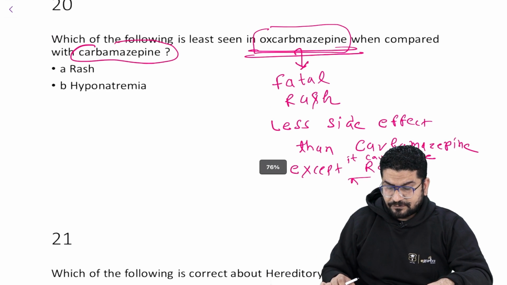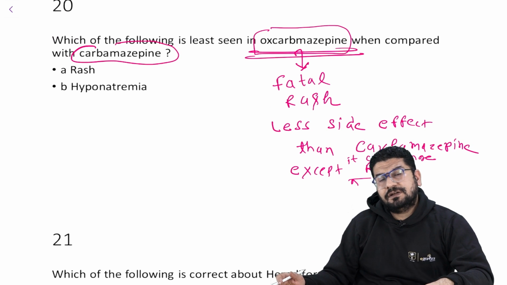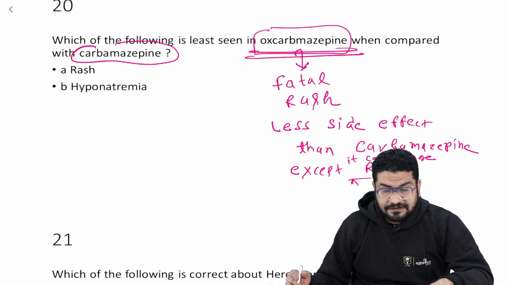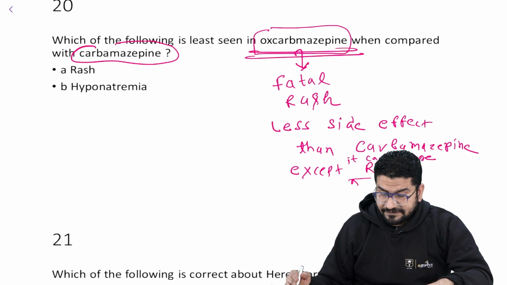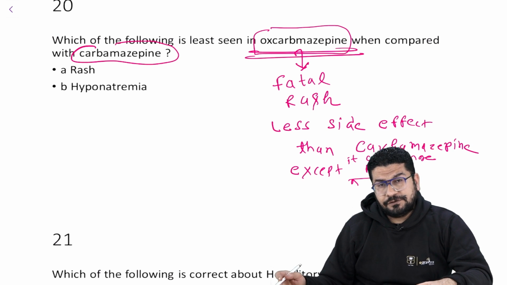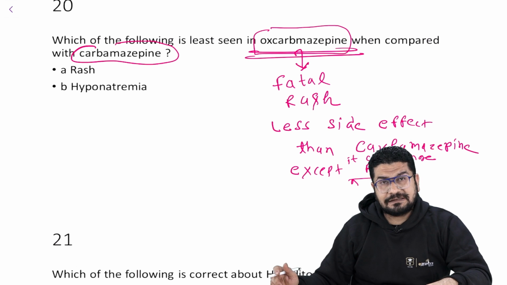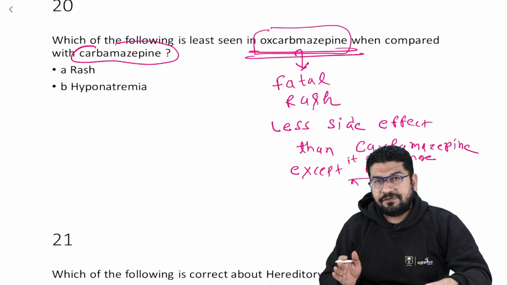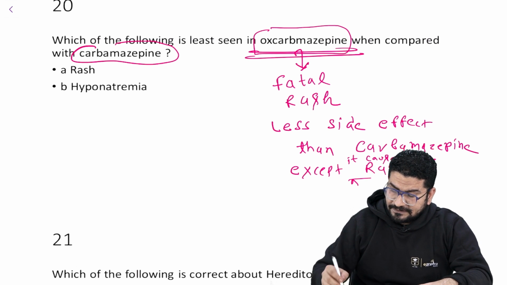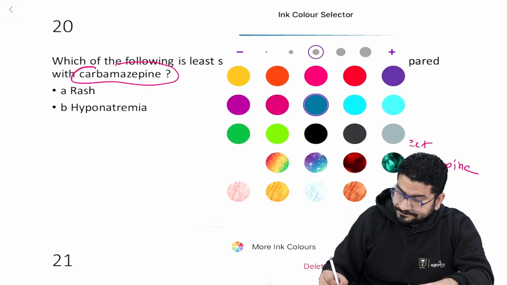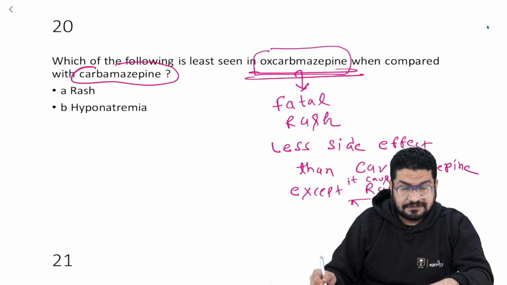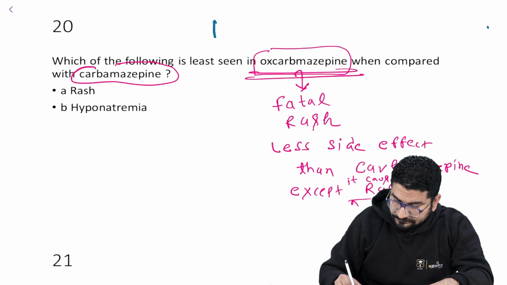Some students are saying the question was which side effect is less seen. Some are saying it was given which side effect is more seen. So remember, whatever question is given, you can pick the answer accordingly. Just remember this line: oxcarbazepine will cause fewer other side effects compared to carbamazepine, and both are the drugs that we mainly use to treat focal seizures.